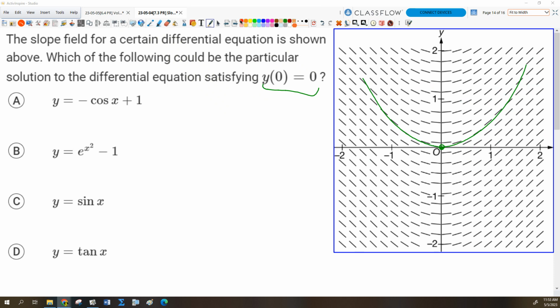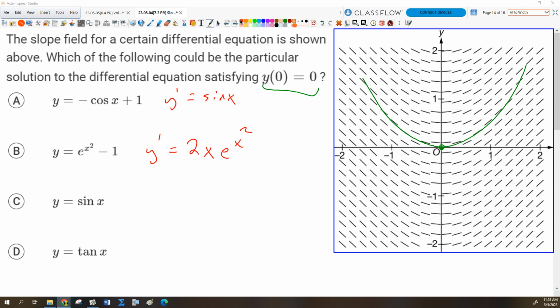What you could do here is take a derivative. Y prime equals 2x e to the x squared, and on this one up here, y prime equals sine x. If I plug in some values, like going to the point 1, and find the value of the slope there, what's the sine of 1?